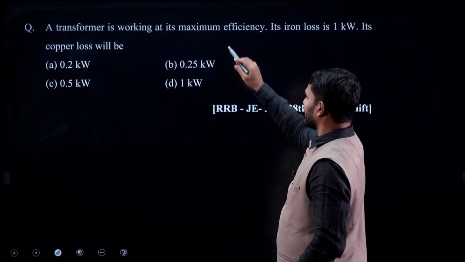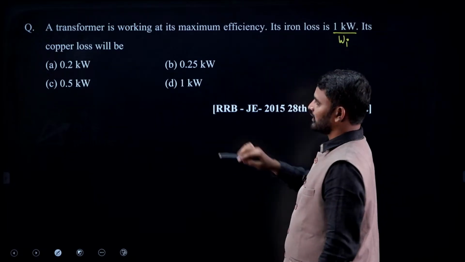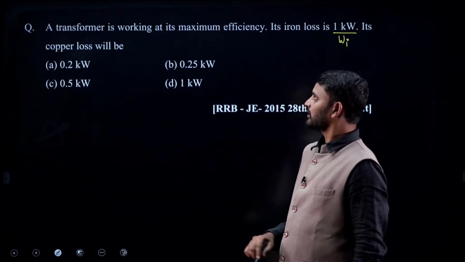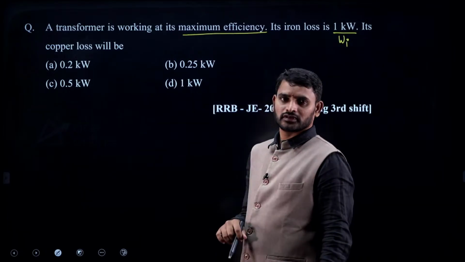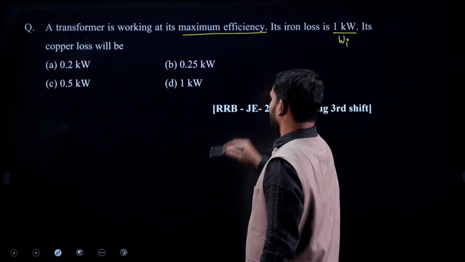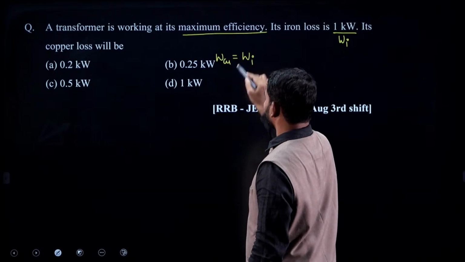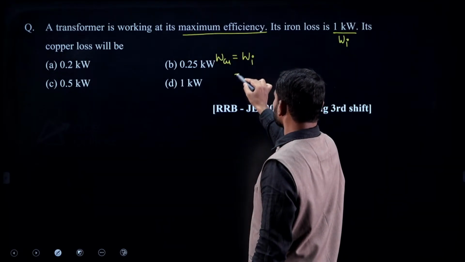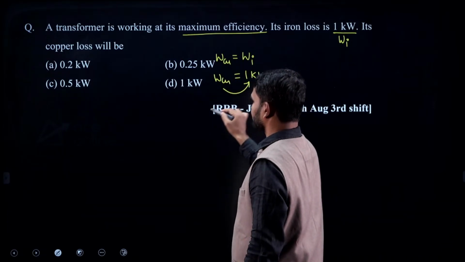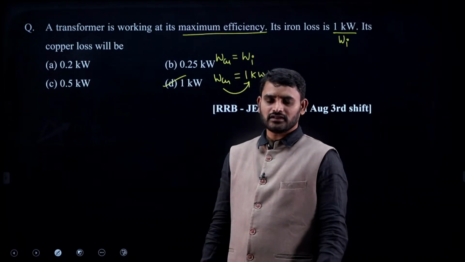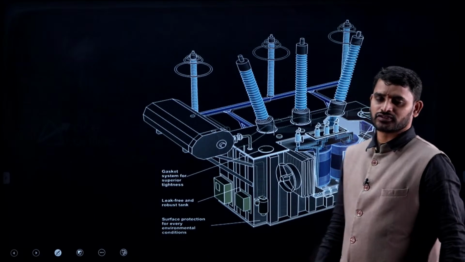A transformer is working at its maximum efficiency. Its iron loss is 1 kilowatt. Its copper loss will be how much? He has given maximum efficiency and iron loss also. Copper loss is being asked. Just now we have seen that at maximum efficiency, copper losses become equal to iron losses. Iron losses he has mentioned as 1 kilowatt. Now how much is the copper loss? 1 kilowatt only, right? Yes or no? So these are some questions on transformer.